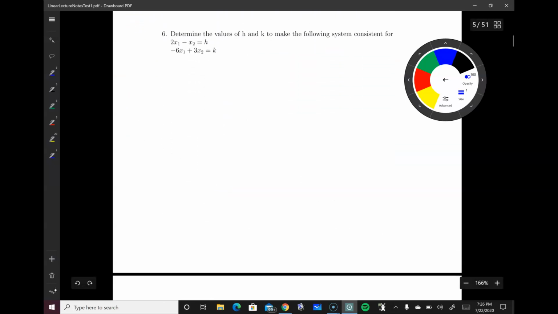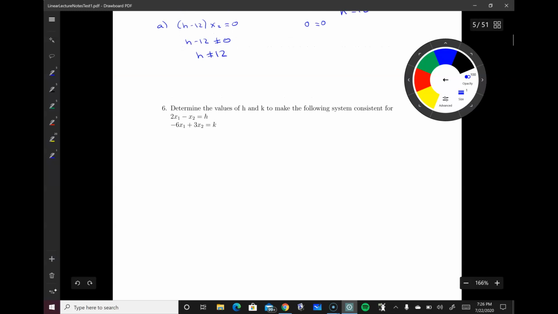All right, one more and we'll finish it off. So this one has h's and k's in it. So here's 2, negative 1, h, negative 6, 3, and k. All right, I'm not going to worry about making that a 1. I'm just going to say multiply row 1 by 3 and add it to row 2. So keep this one the same. So multiply by 3 and add, that gives me 0. Multiply by 3 and add, that gives me 0. Multiply by 3, so 3h plus k.